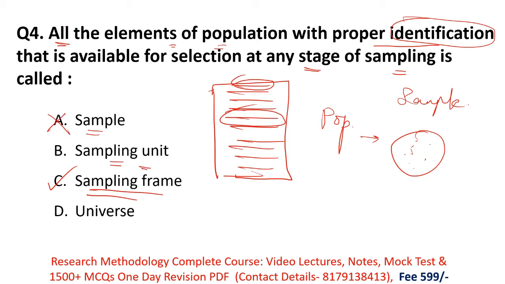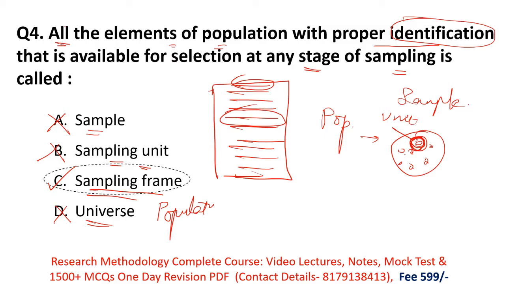Then option B, sampling unit. Sampling unit means a single person in your sample. Suppose I am selecting this person from the sample, that is known as a sampling unit. So the single person from the sample is known as sampling unit. So here option B is also incorrect. Then option D is universe. Universe is also known as population, meaning your whole population. So again, this is not the correct option for this question. So for this question, option C is the correct answer, sampling frame.